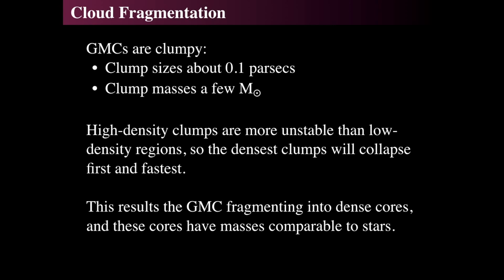And as they collapse under gravity, the most dense ones collapse first, and they collapse fastest. And as they collapse faster and faster, the pieces of them that are more dense inside the clouds collapse into other clouds, and those things rip apart inside the cloud and form little clumps that then form groups of stars.